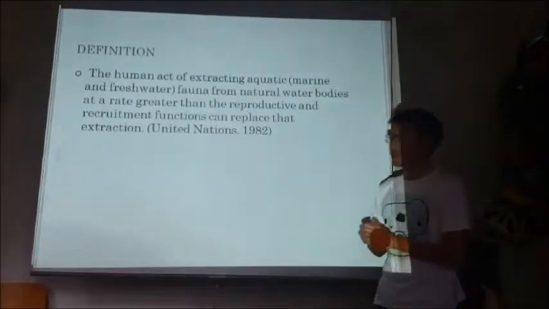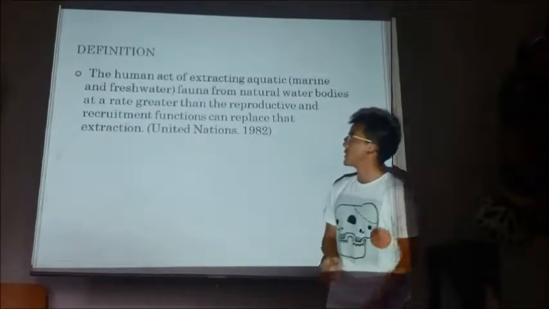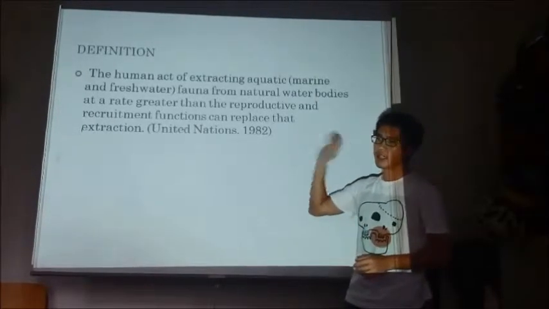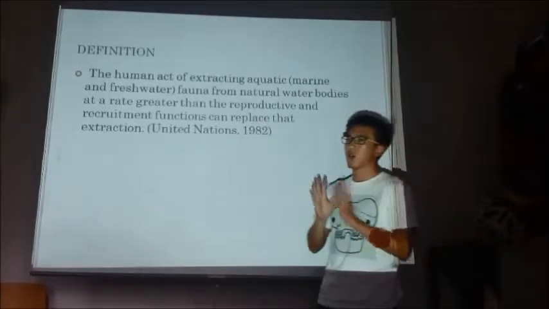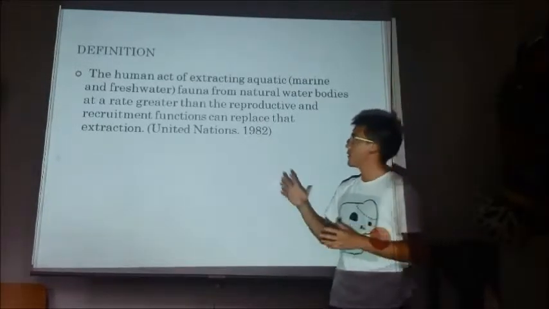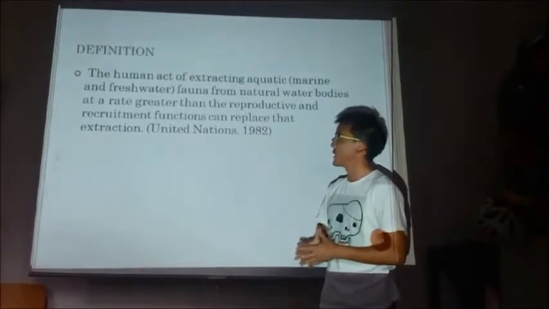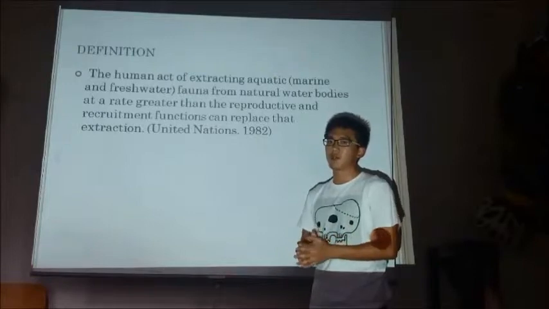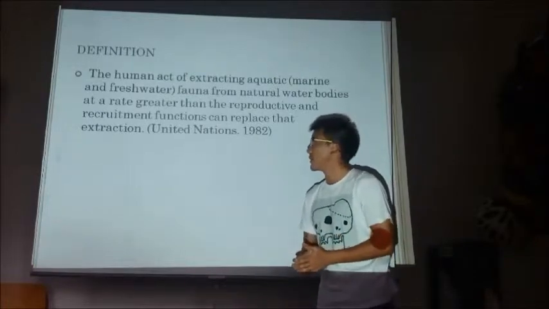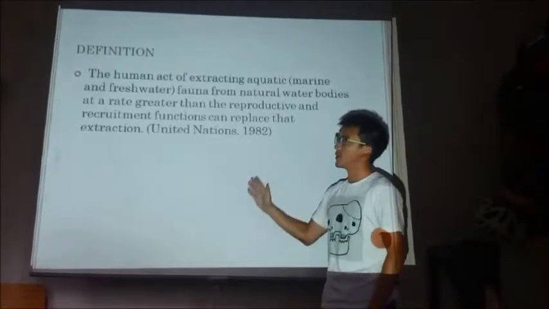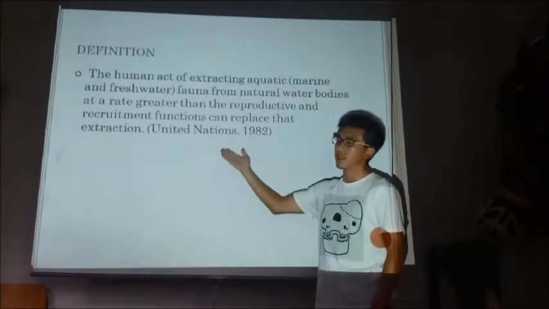Okay. The definition of overfishing is the human act of extracting any animal from the water, fauna, at a rate greater than the reproduction rate. That means as years go by, they will get less and less. And that is the main point. They will get less every year and eventually go extinct.